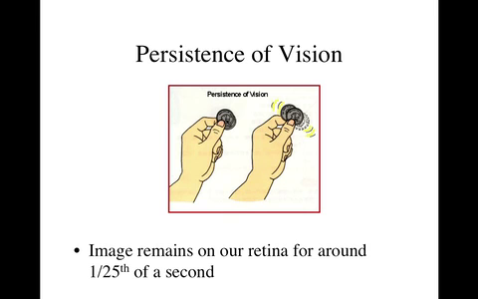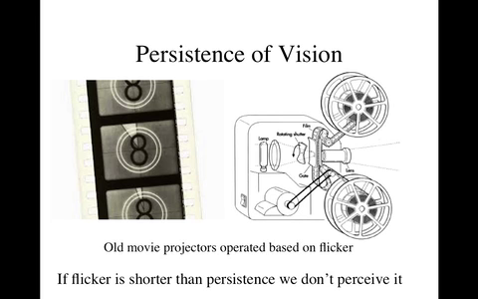And so that's how you can see multiple coins at once, because as it's moving around, it hasn't quite disappeared from the location it was in before. And as we mentioned, standard good old-fashioned photo projectors were based on persistence of vision.